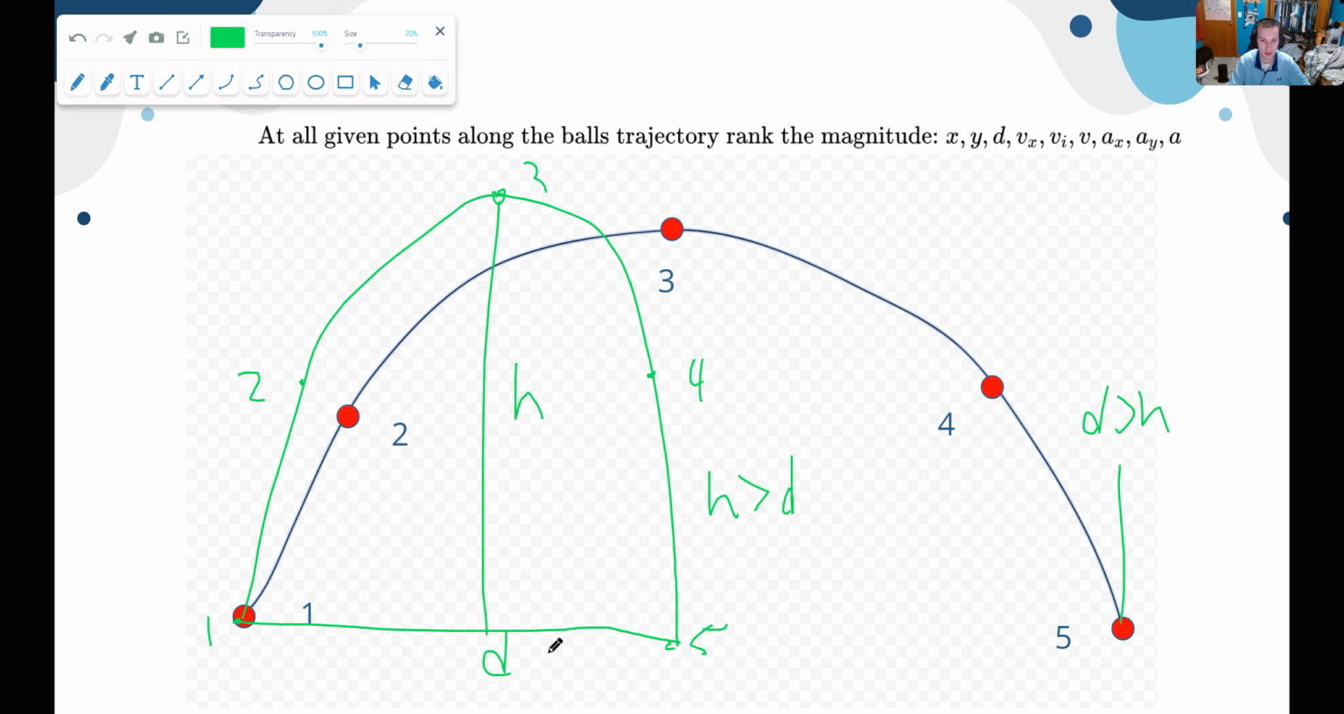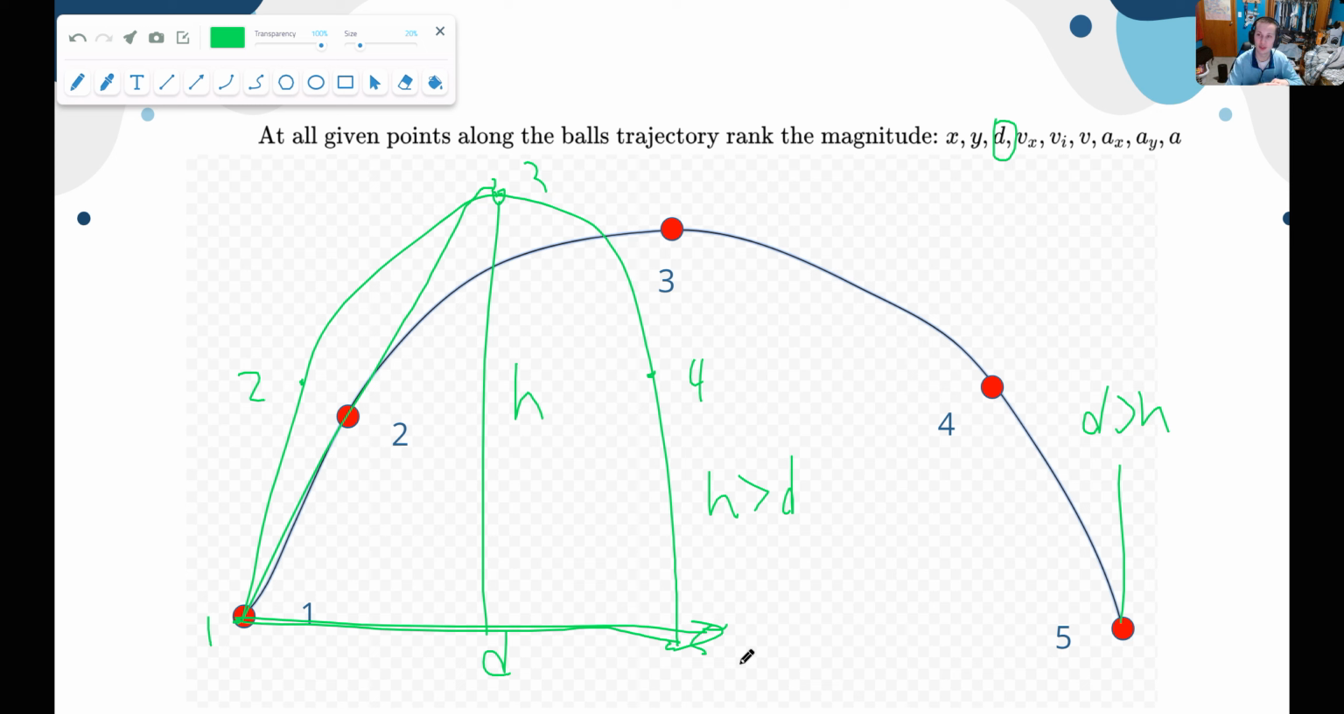Well, it turns out our acceleration is still the same. The accelerations don't change. The velocity rankings also don't change either. Our x rankings don't change either, 5 is still the greatest. Our y rankings don't change either, 3 is still the greatest, and then 2 and 4, and then 1 and 5. However, our d does change, because the distance here is now greater than our distance here. So 5 can no longer be the largest.